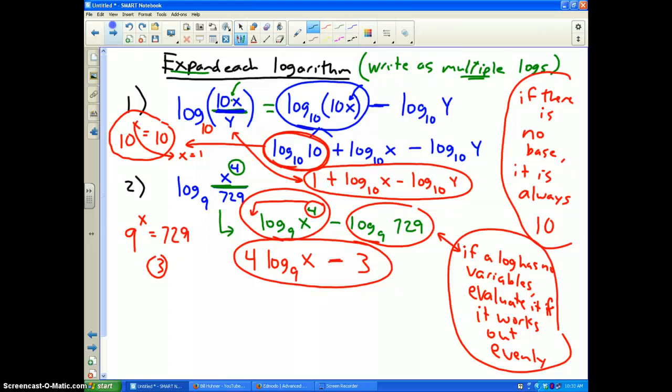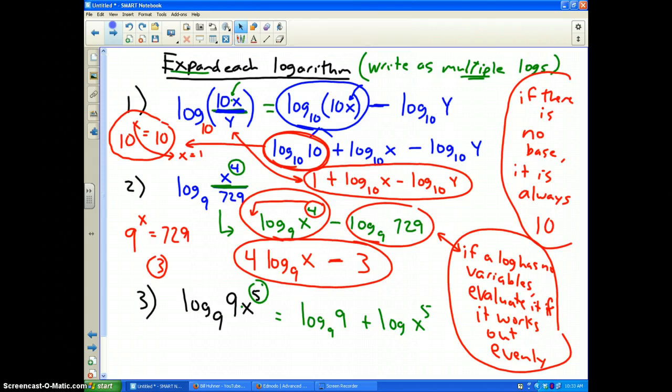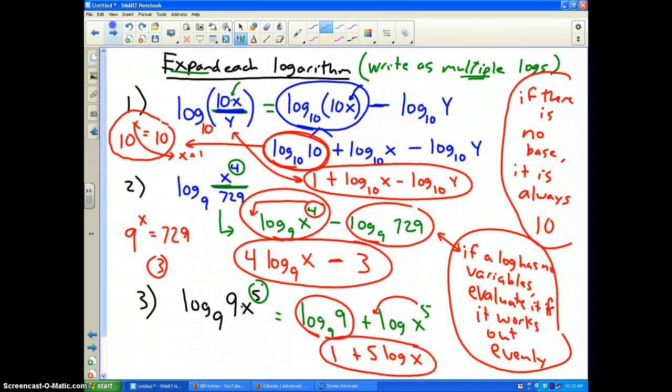Problem 3 that I just erased. Log base 9 of 9x to the 5th power. Well, there's a times sign and there's a power. So I'm going to break this up into the log base 9 of 9 plus the log of x to the 5th. And just like the previous one, log base 9 of 9, that's 1, plus, and then the power goes out front, which would be 5 log of x. And you're done. That's how you expand, everybody.